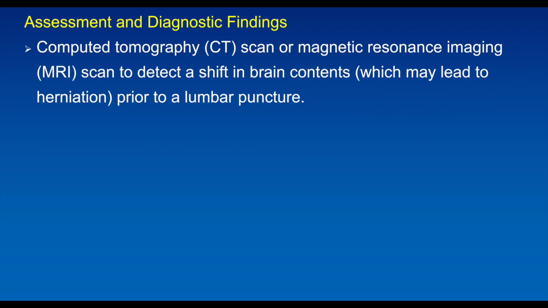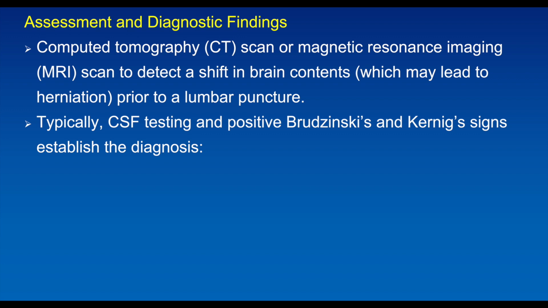Next is assessment and diagnostic findings. CT scan or MRI scan to detect a shift in brain contents which may lead to herniation prior to a lumbar puncture. Typically, CSF testing and positive Brudzinski's and Kernig's sign establish the diagnosis.